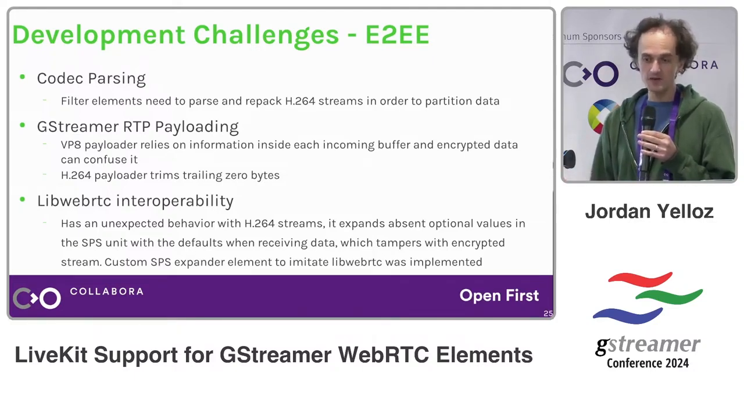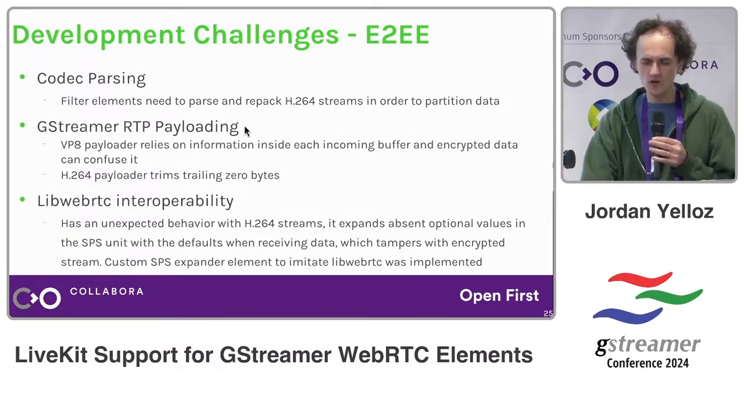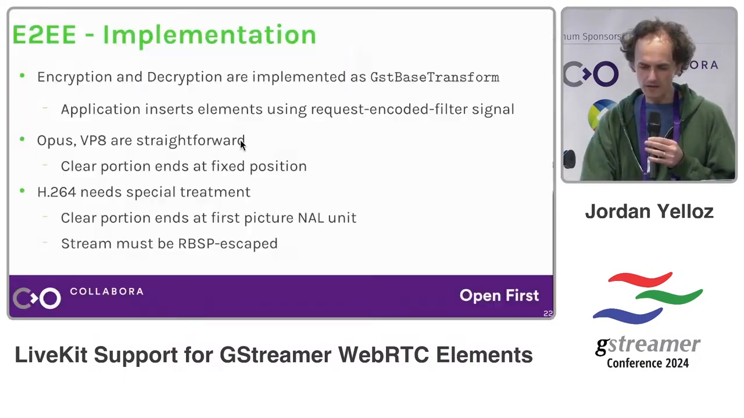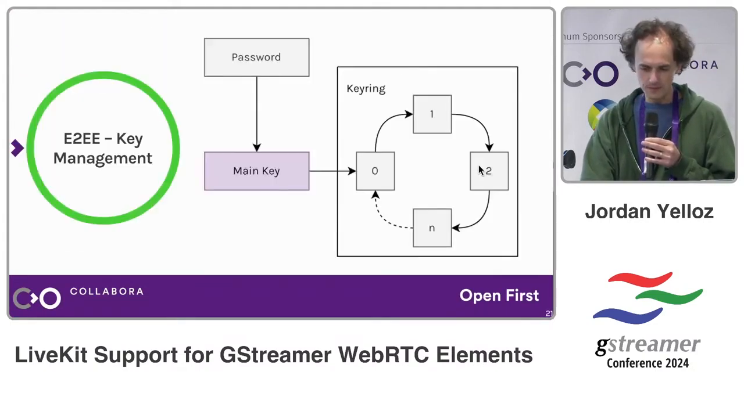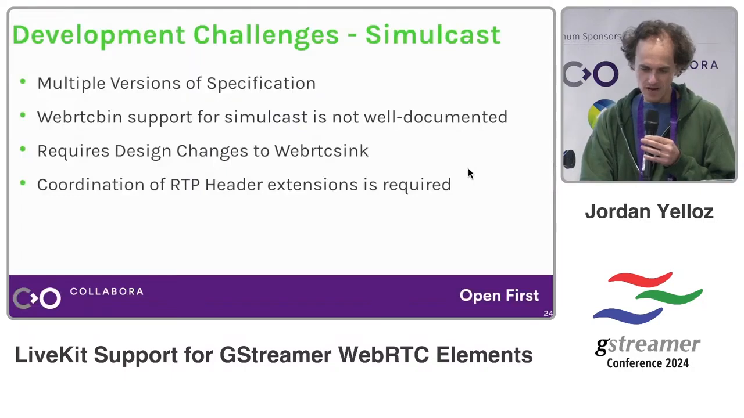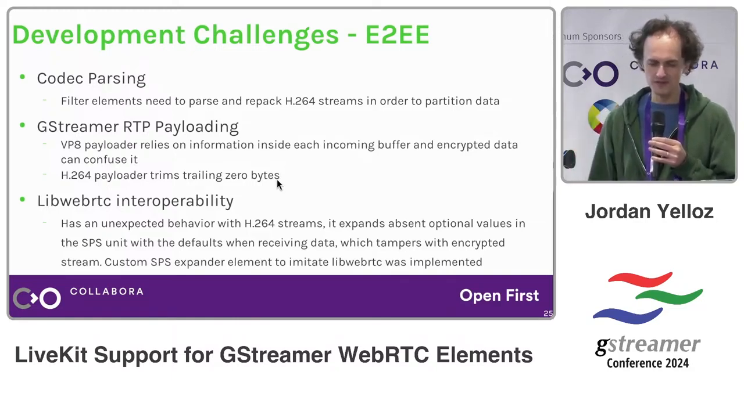Another thing I found is with H.264, the payloader actually trims off any trailing zeros. Why that's a problem is if you look back at this diagram here, this key number can be 0. So that's not good. So I had to add some little checks in there to fix that problem. Basically, if there's a zero at the end of it, allow maybe one.